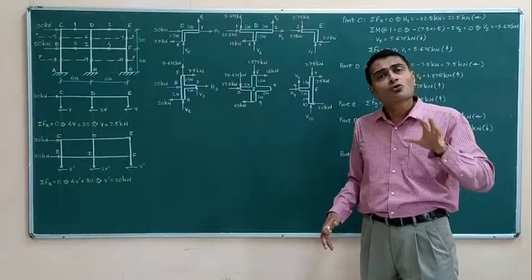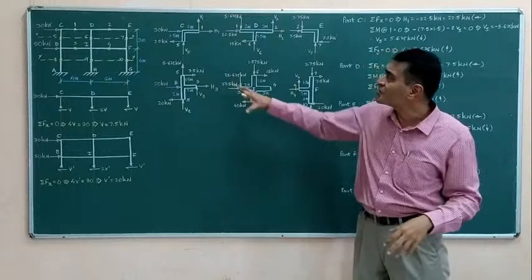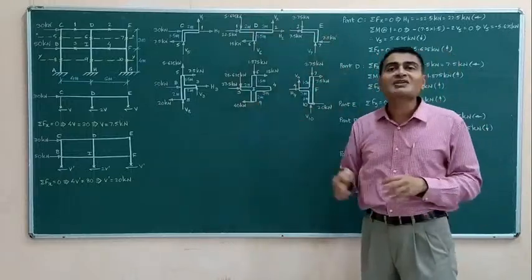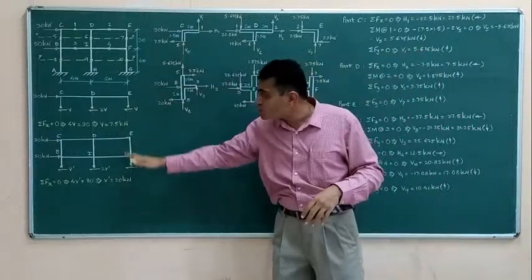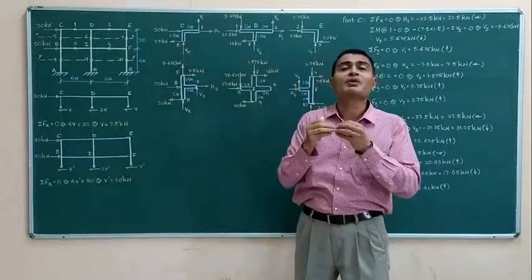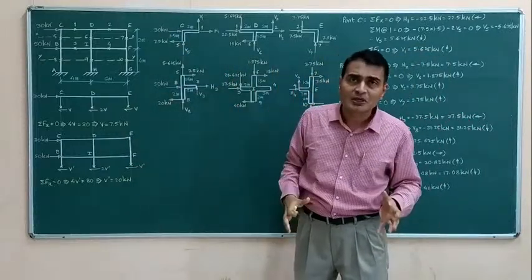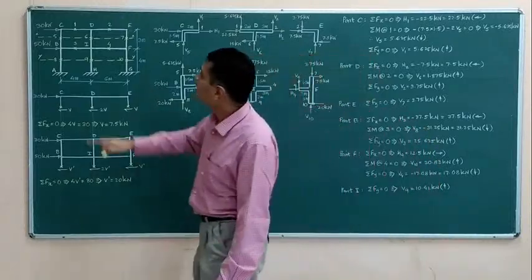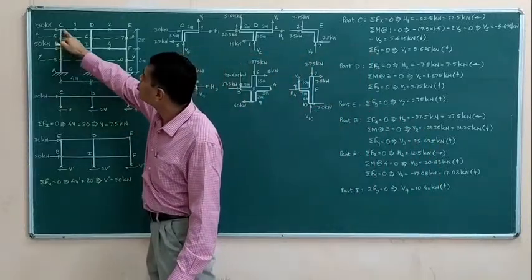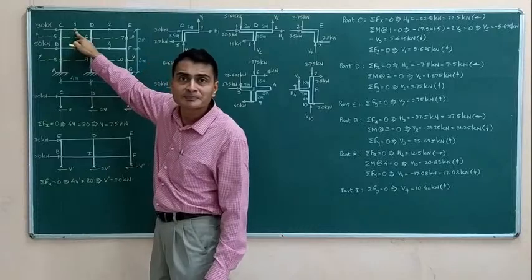So presuming that you are excellent in equilibrium analysis, our numerical example is now as good as over, because the portal portion is over. What remains is simple principles of statics. Let's see, what am I doing? I am drawing FBD of part 5C1.